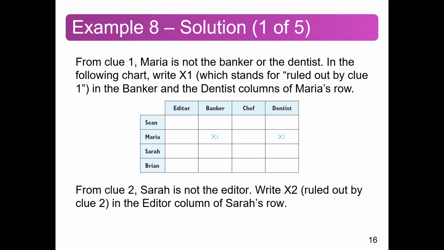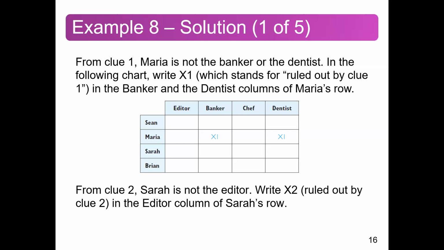From clue number 1, Maria is not the banker or the dentist. So in the following chart, you can write X1, which stands for ruled out by clue 1, in the banker and the dentist columns of Maria's row. In order to solve such problems, it's best to create a table where the columns represent the professions and the rows represent the people. One by one, you read each clue and try to rule out possibilities based on the clues. And from the first clue, we are able to rule out that Maria is a banker or a dentist.